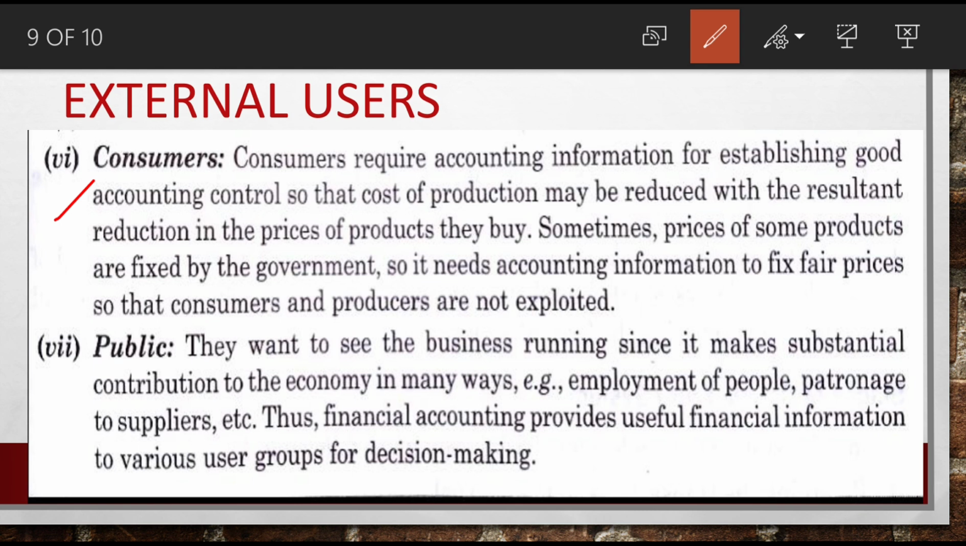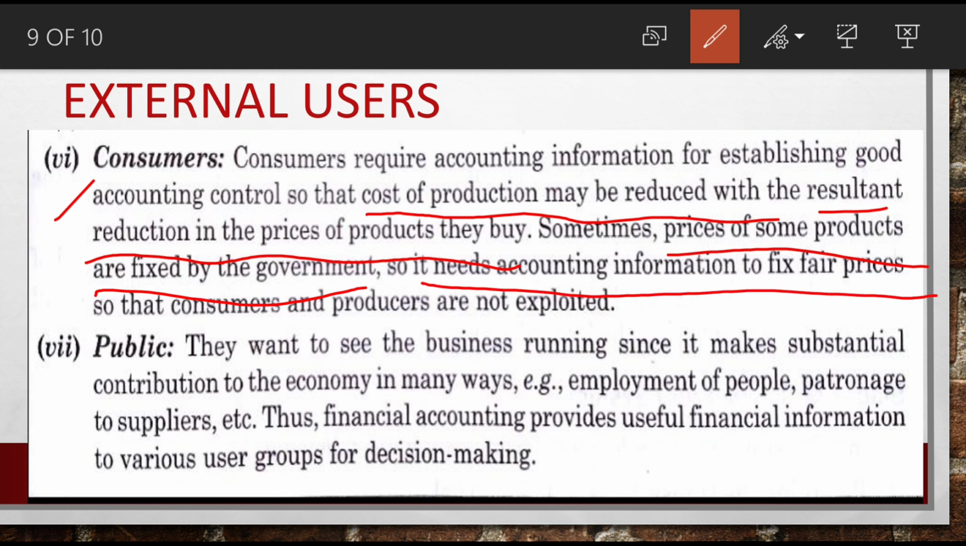So consumers require accounting information for establishing good accounting control, so that the cost of production may be reduced with the resultant reduction in the price of products they buy. Sometimes the price of some products is fixed by the government, so it needs accounting information to fix fair prices, so that consumers and producers are not exploited. In some product cases the price is fixed by the government, so in such cases no one will exploit that.